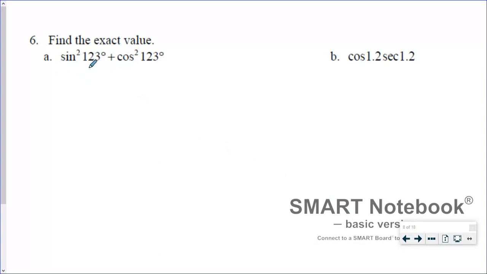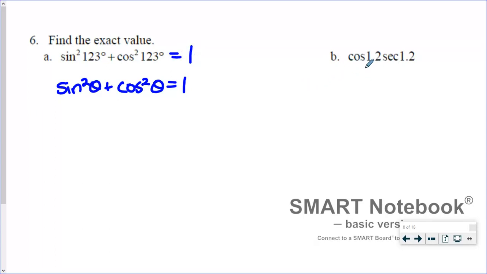All right, number 6, find the exact value. Here we just use some of our trigonometric identities. We have an identity that says sine squared theta plus cosine squared theta is equal to 1. As long as these two angles are the same, then this just equals 1. Well, these two angles are the same, so this just equals 1.